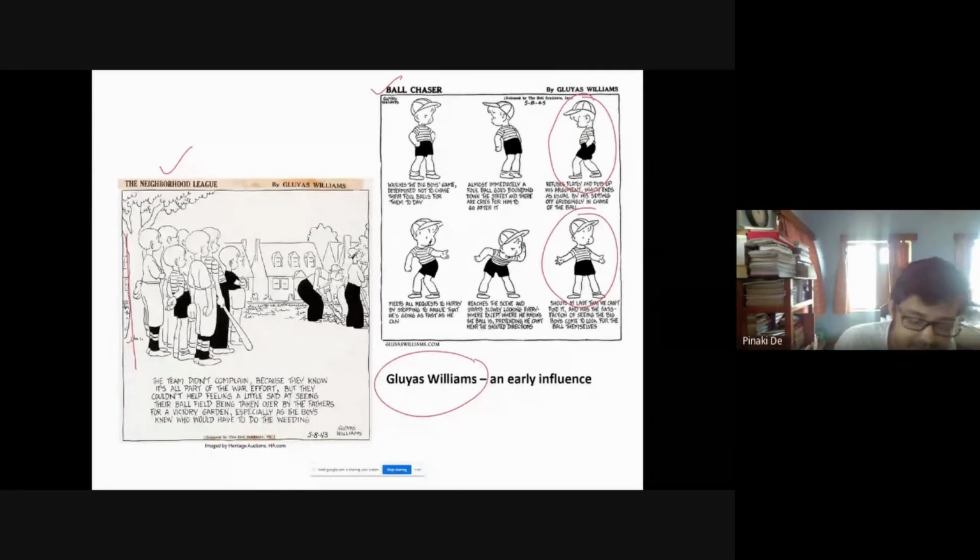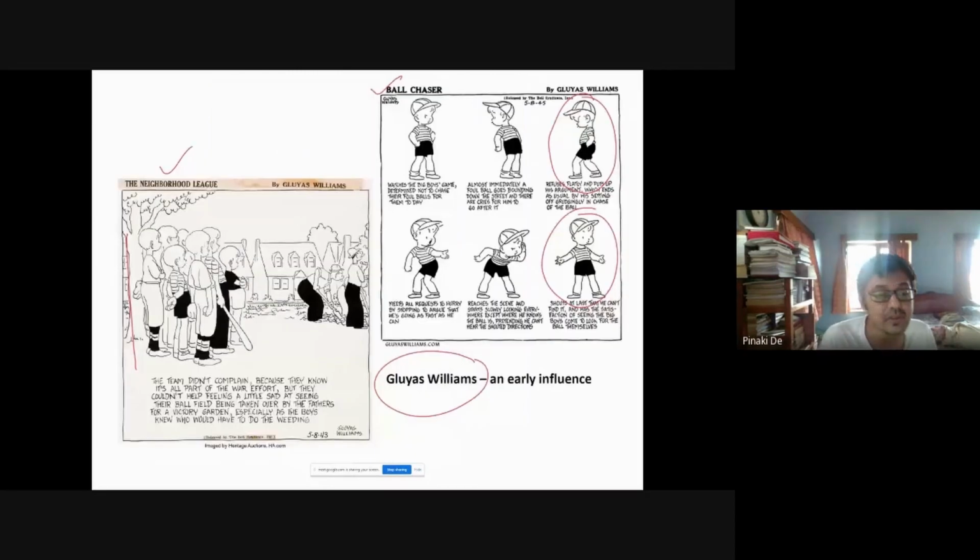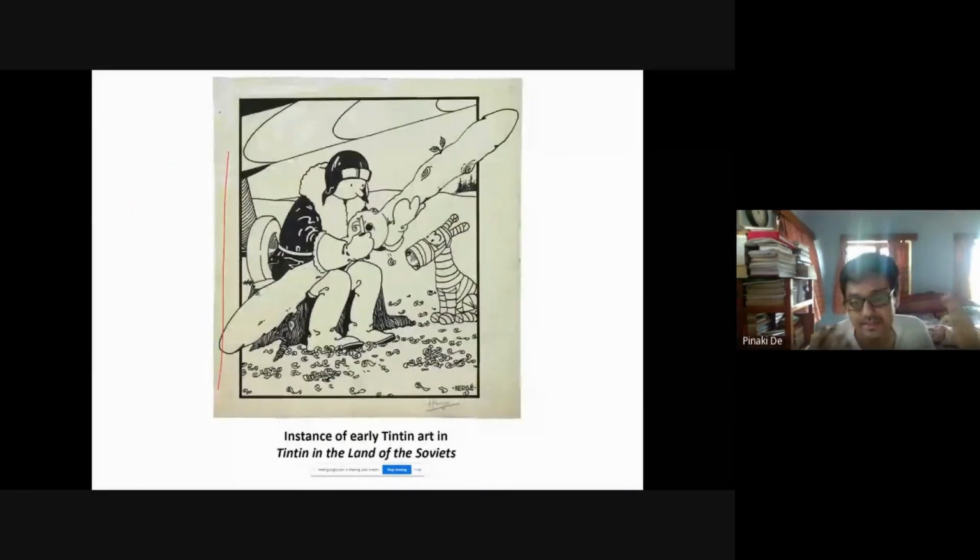If you note the drawing style, let me show you. This is the first Tintin art in Tintin in the Land of Soviets, the initial art. Tintin has changed because it has been redrawn again and again. This is the first Tintin in the Land of Soviets. Look carefully, this is the original picture. So look carefully, with this style and this style, there is definitely a match. Okay, so there are three influences. Of course, Totor influenced him. Totor is his own character, but he was also influenced by McManus, Gluyas Williams, and Benjamin Rabier.